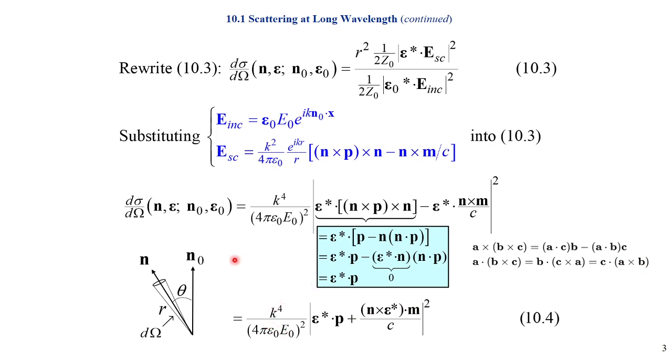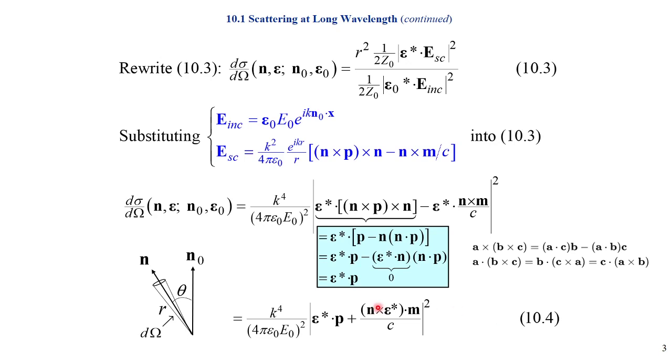So eventually, the differential coefficient, the differential cross-section, is defined in this way: k to the fourth divided by 4 pi epsilon E0, squared, and the absolute value of these two. That's equation 10.4. Okay, let's move on.